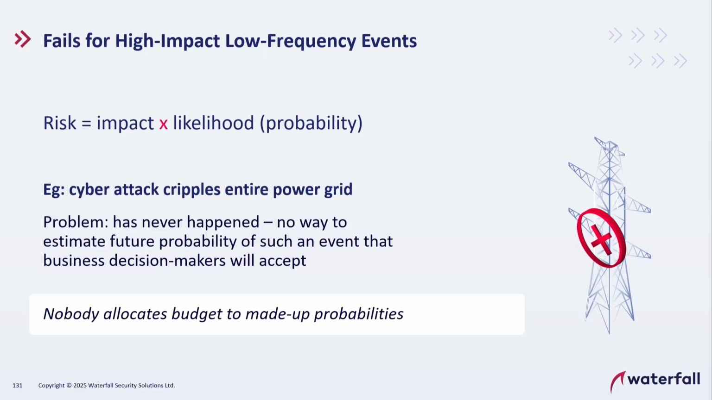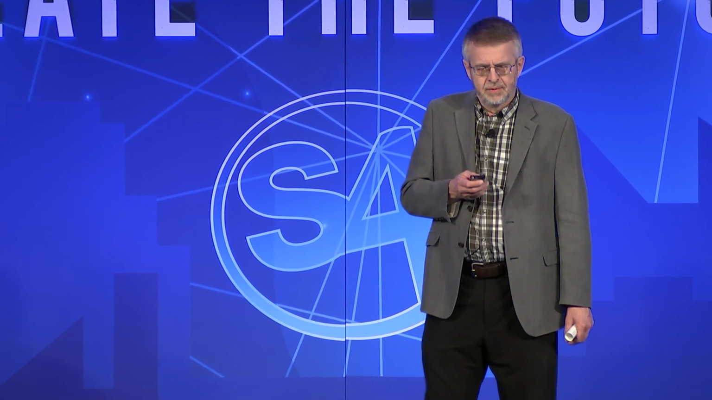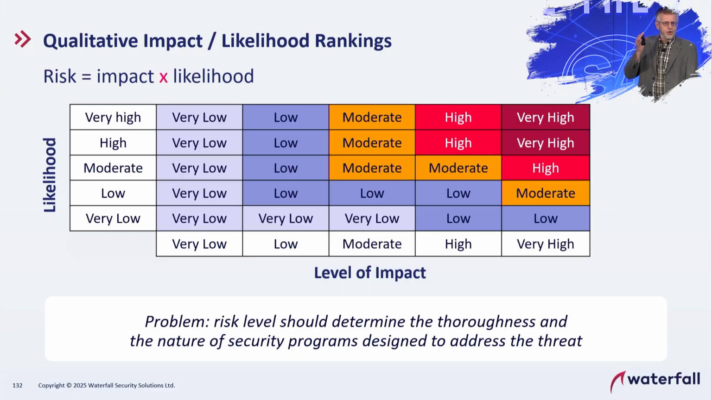But if we go to our business decision makers asking for budget to address a risk like this, and they look at our numbers and they say, that probability there, where did that come from? You made that up, didn't you? Okay, business decision makers see through made-up numbers all the time. This is what they do for a living. And they're very reluctant to assign budget to made-up numbers. So this is why nobody makes up numbers for these high-impact scenarios.